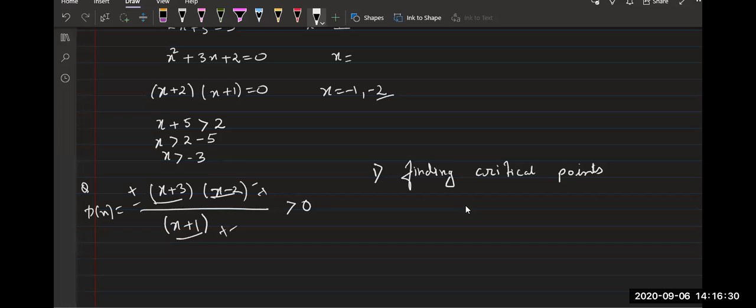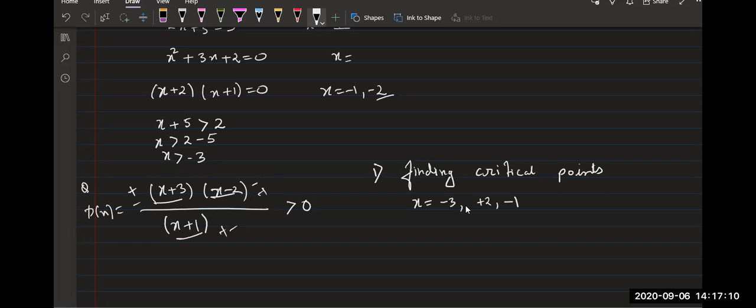So what do you think? What should be the critical points? In this case, critical points should be the zeros of these factors. Yes, exactly. So the critical points here should be minus 3, plus 2, and minus 1. All the three factors. Got it? So critical points are the points at which all the factors become 0.